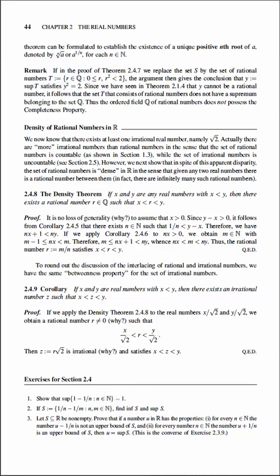These are pretty easy proofs. They're ones that I suggest that you make sure you understand. And that ties together 2.4. I'll join you in a moment in section 2.5.